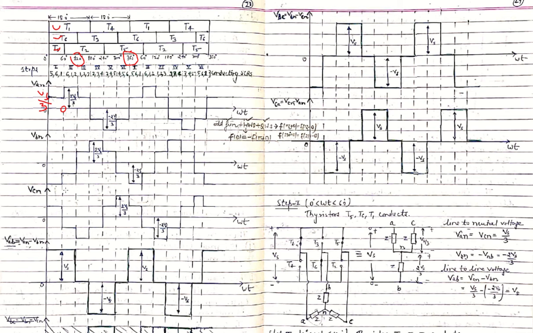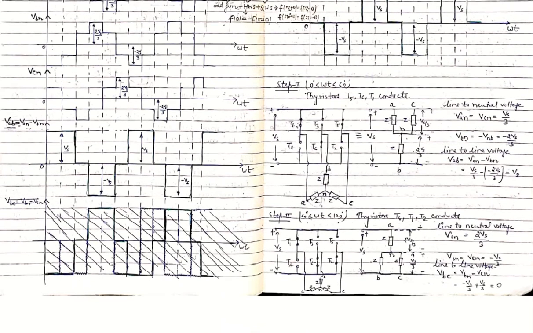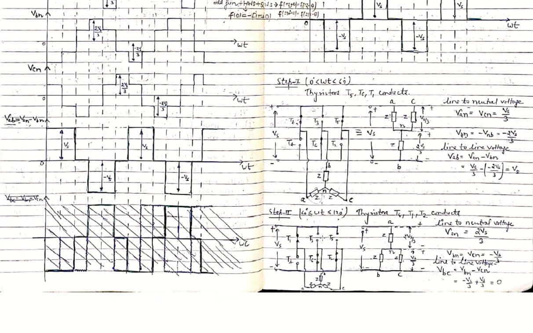Now we will see what happens after 60 degrees. After 60 degrees, thyristors 6, 1, 2 are conducting. So we will draw again similar to the case of step 1. For step 2, 60 degree to 120 degree duration, thyristors T6, T1, T2 are conducting. So close these switches T6, T1 and T2.